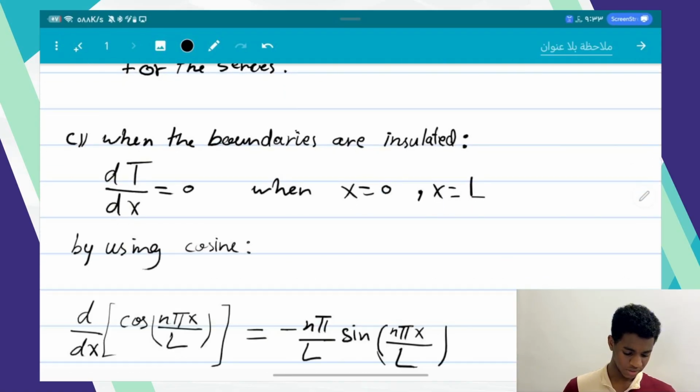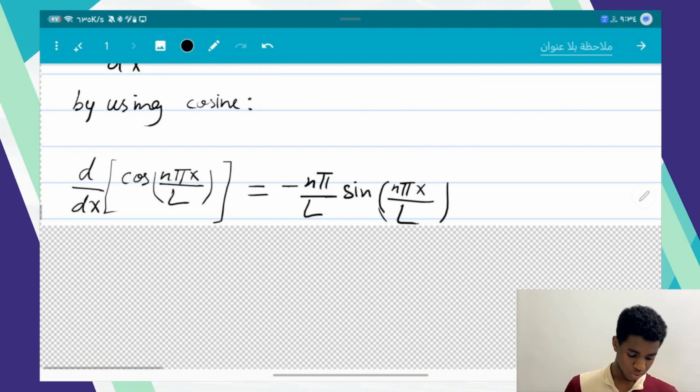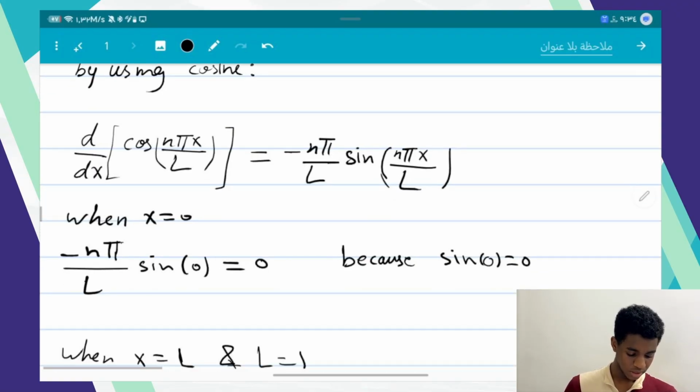For part C, when the boundaries are insulated, the derivative of T, dT over dx, is equal to 0 when x is equal to 0 and x is equal to L. By using the cosine series, the derivative of cos(nπx/L) with respect to x is equal to minus nπ over L sin(nπx/L).